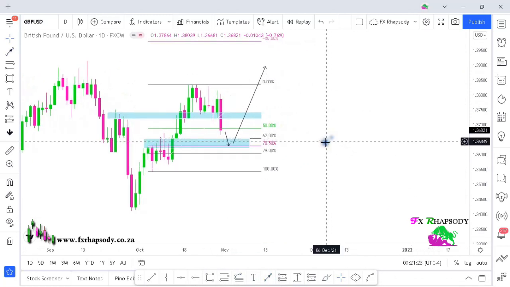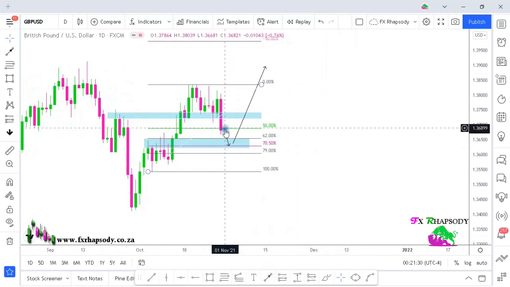But now again, price can easily just from here start shooting to the upside.